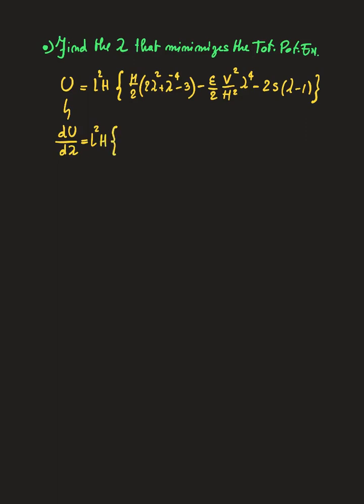So let me differentiate here. I got here mu divided by 2. Inside here I got 4 lambda. Then here I got minus 4 lambda to the power minus 5. The minus 3 goes away. And here I have to differentiate, so this becomes 2 epsilon, and then I get V squared divided by H squared, and here I got lambda cubed. The 4 and 2 have simplified. And finally, I get here minus 2S. And here we are. We finally have to impose this quantity equal to 0.